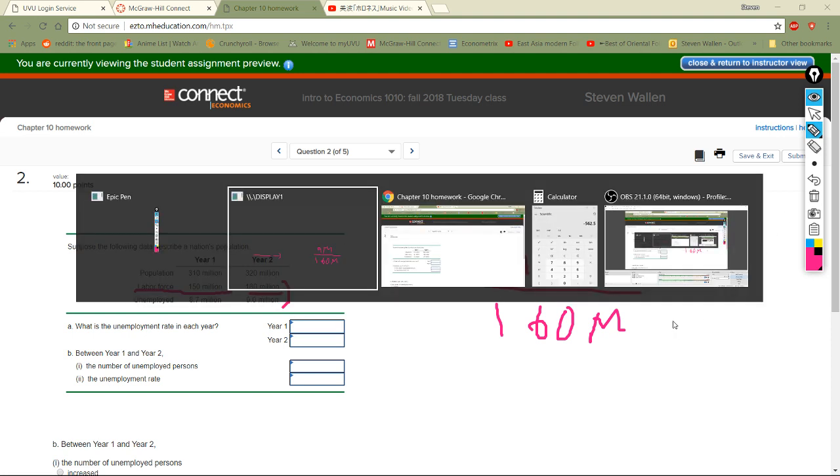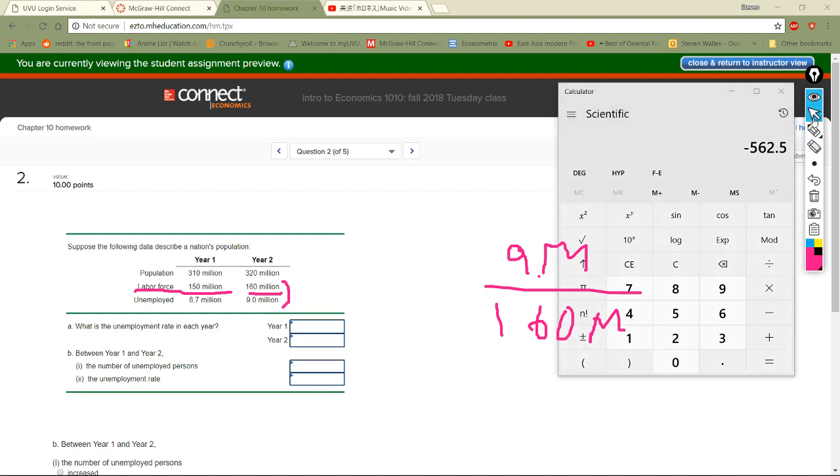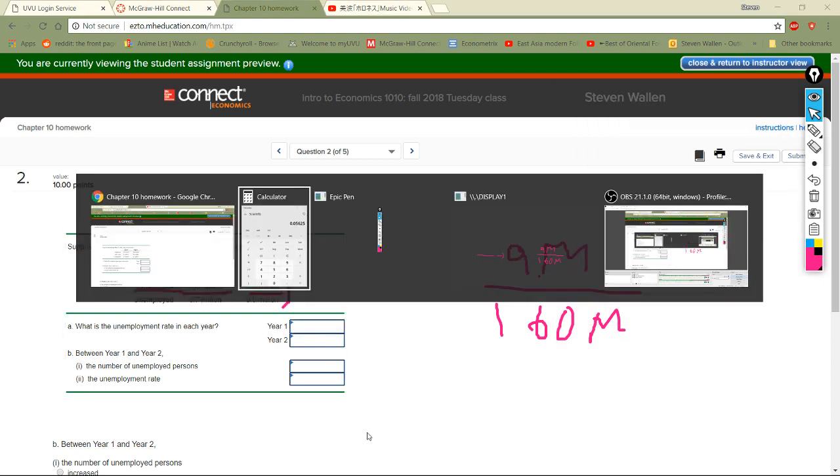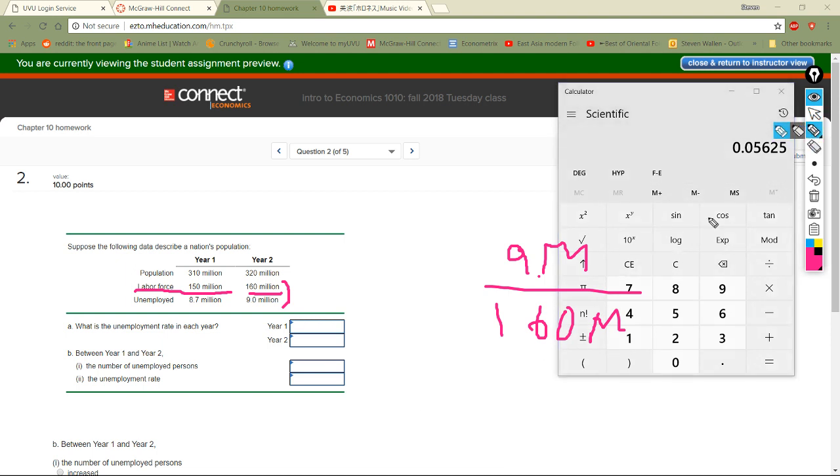So let's do this real quick. Clear this out. I'm gonna go 9 divided by 160, and we already assume it's in millions. So that's our percentage. So we come over here and write that as a percentage, moving the decimal to change the decimal into a percentage. So it's going to be 5.625%. Let's put that in.